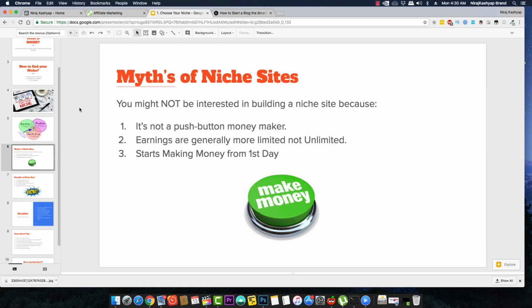So if someone says it's a push button money maker software, just get started with that and your niche site is on the go, that's not how it works. So don't go for it.